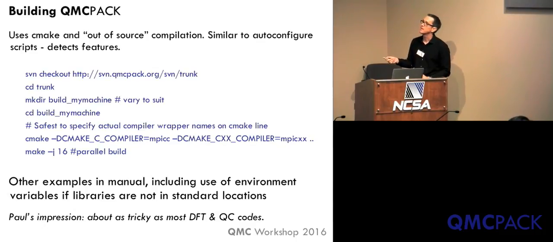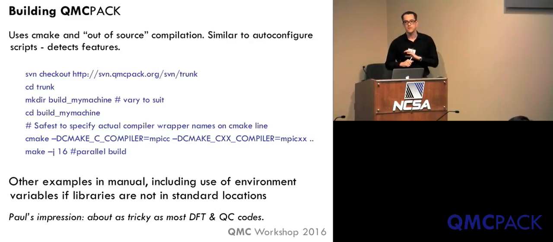And then you can do a parallel build, make -j16, and QMCPACK will build in 2 or 3 minutes. It's actually pretty fast on a modern system. There are other examples in the manual.